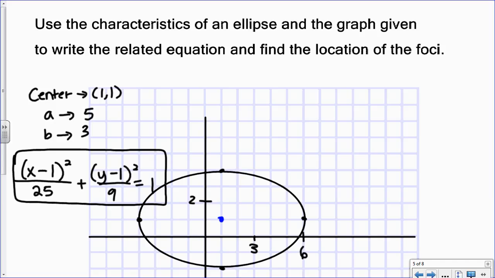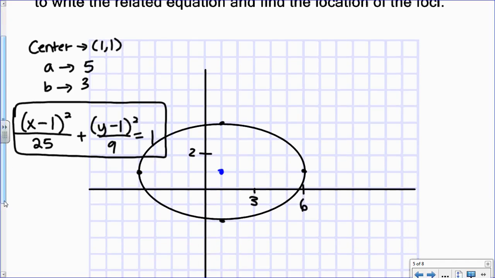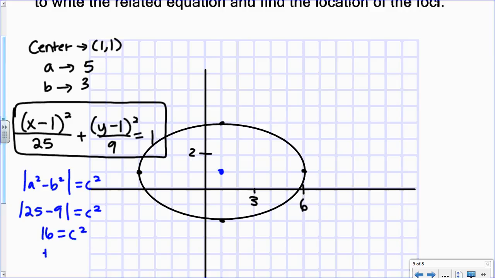Find the location of the foci, so we need to do the foci equation. Since I'm not solving for a or b, I'm not trying to get rid of the absolute value. I'll just use the absolute value if I need to. So that's 25 minus 9, which is positive 16, so the absolute value is still 16. But then I do know that it's plus or minus 4 for c, so my distance is 4.